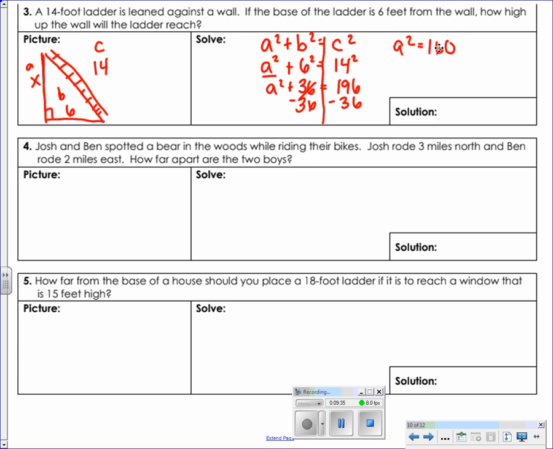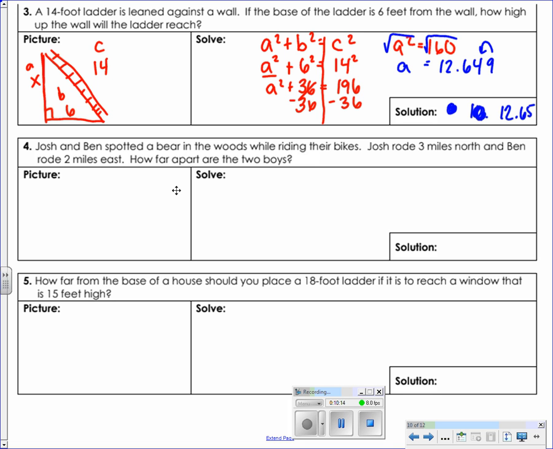And I know that's not a perfect square, so it's going to be irrational. But to get rid of this squared, I take the square root. So what's the square root of A squared? A. And what's the square root of 160? Well, second, x squared, enter gives me 12.649, and that 9 is going to make that 4 round up to a 5. So it's 12.65.